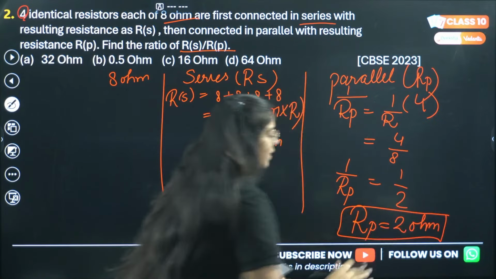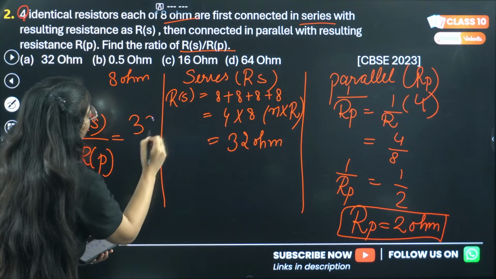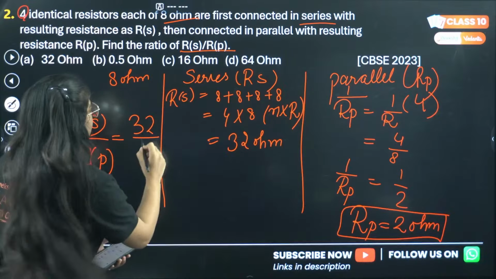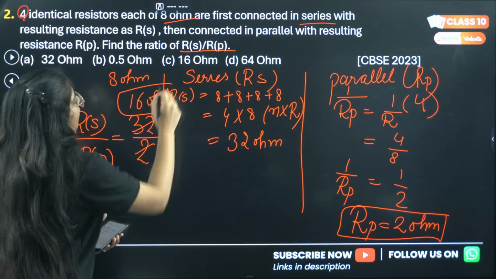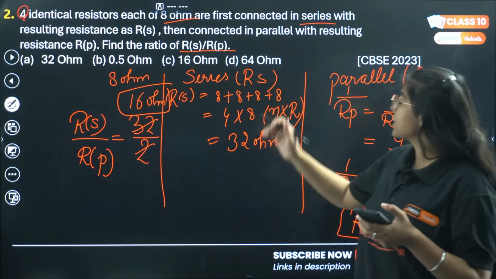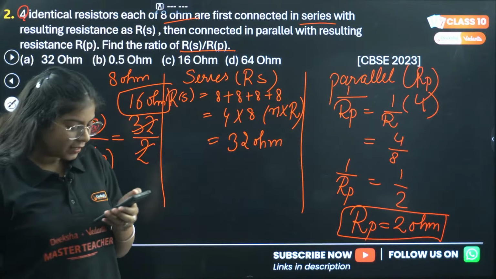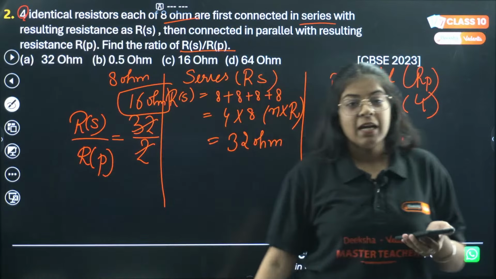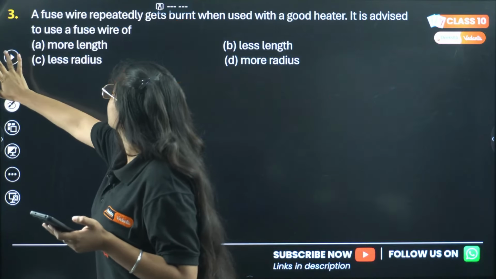Now we need Rs by Rp. So Rs divided by Rp will be 32 divided by 2. So it will be 16. Very good. A lot of my students have answered 16, great. Trev is also right. Rohit, C is also right. Okay, can we move on to the next question? Let's move on to the next question.